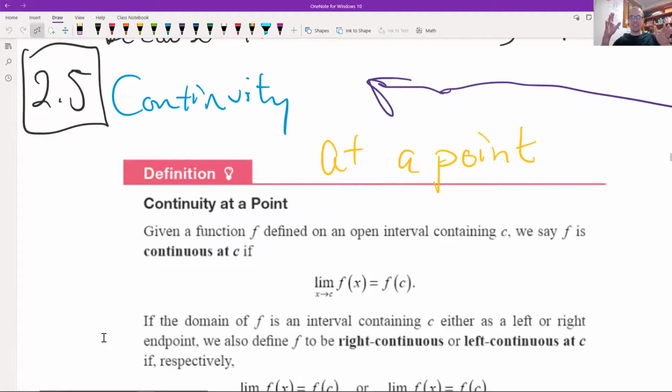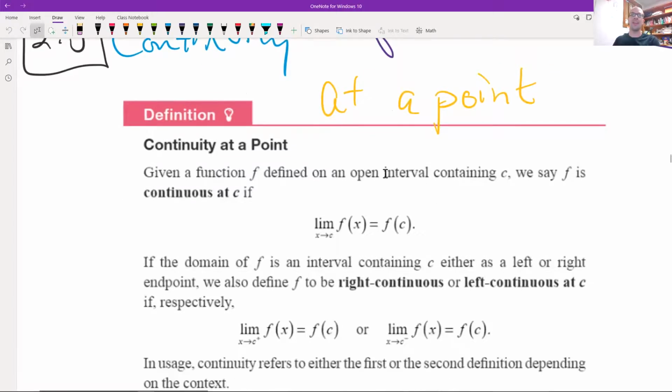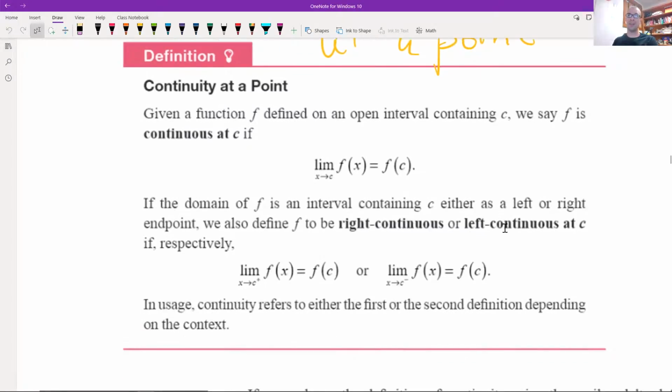All right, we're in section 2.5 now, on to continuity. The first definition is continuity at a point, and we've seen this already. It happens when the overall limit equals the function value at a certain x value c. Right continuity and left continuity are actually things. And so I think that came up in our activity.